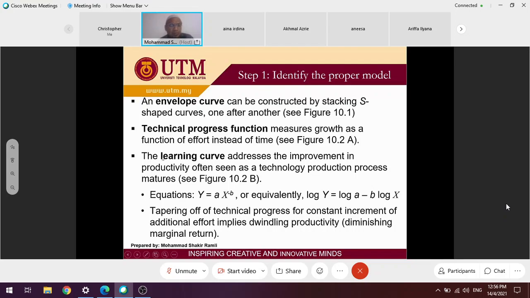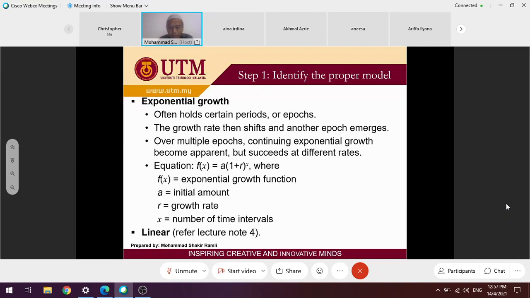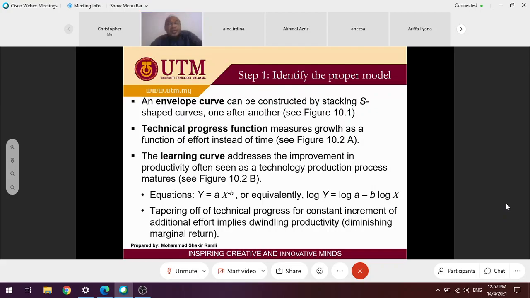Next, both the envelope and the technical progress function follow an S curve. Another model that can also represent technological change is the learning curve. This is the equation for the learning curve. There's the theory of learning by using. In technological change, there are two theories: learning by using, and learning by looking at other people use it.